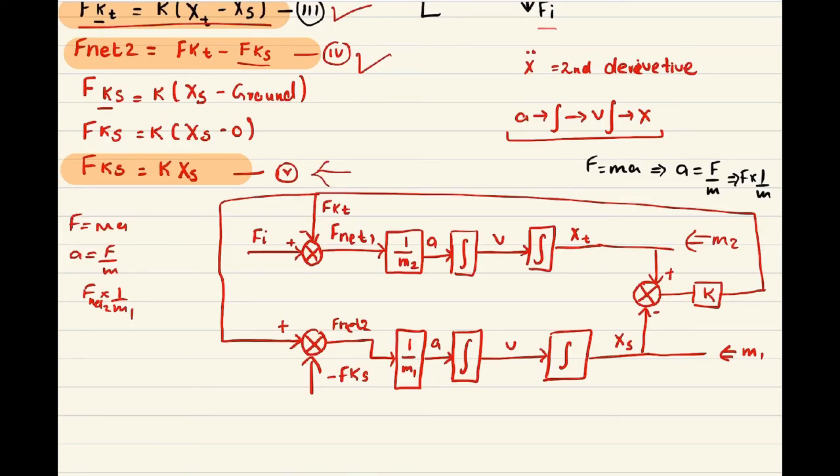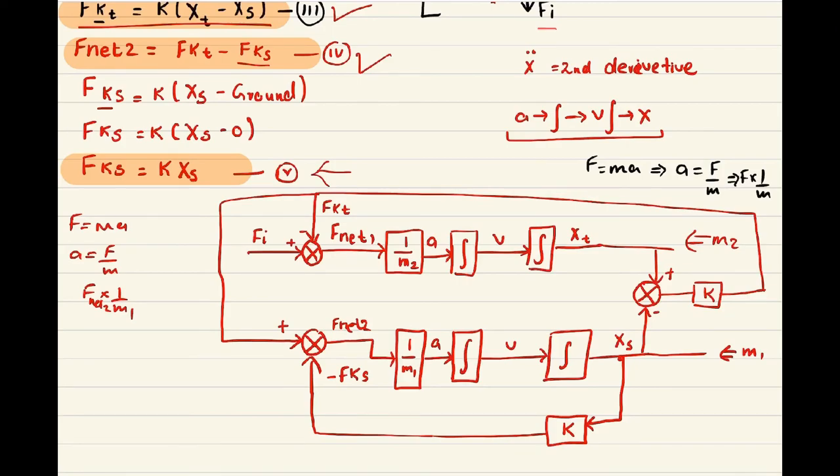So for equation number 5, as we can see here, Fks equals k times displacement, which is xs, and xs is here, and we got Fks here, which means all we have to do is to take this displacement and send it into a block, which means we are multiplying by k, let's give this the name k, and this k is multiplying and going back as a negative feedback into the summation block, and that's all. We are done.